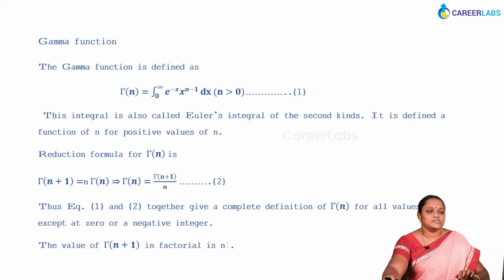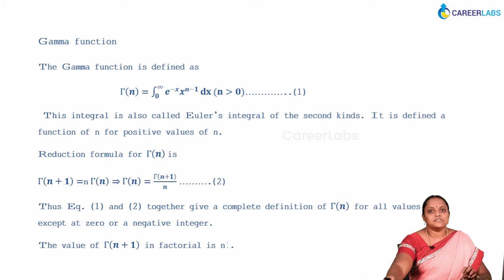Now let us define what is gamma function. Gamma function is defined by gamma of n is equal to integral 0 to infinity e power minus x into x to the power n minus 1 dx for n greater than 0. This integral is also called Euler's integral of the second kind. It is defined for all positive values of n.